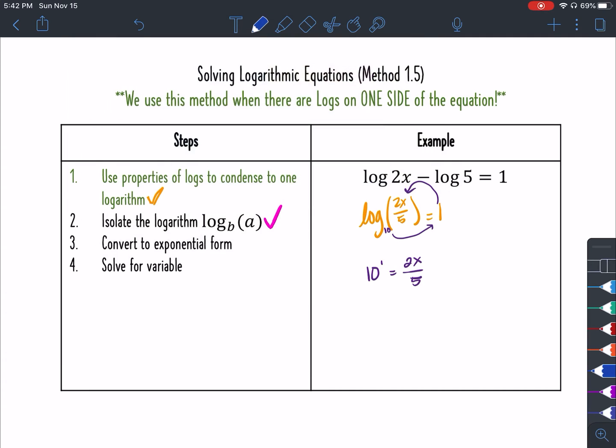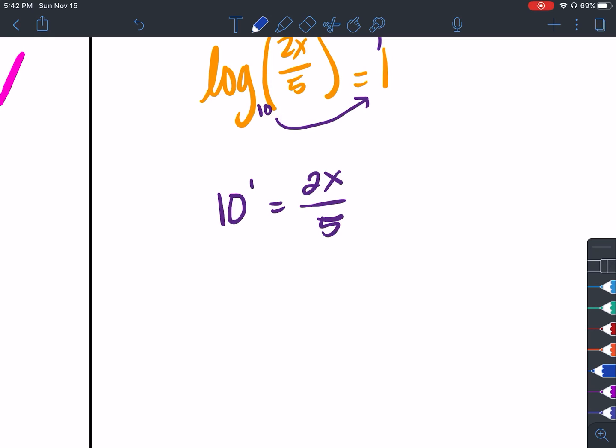The last thing I'm going to do here then is to solve for the variable. This one is going to take a little bit more. When we solve, you have to actually do this operation out. So 10 to the first is 10.